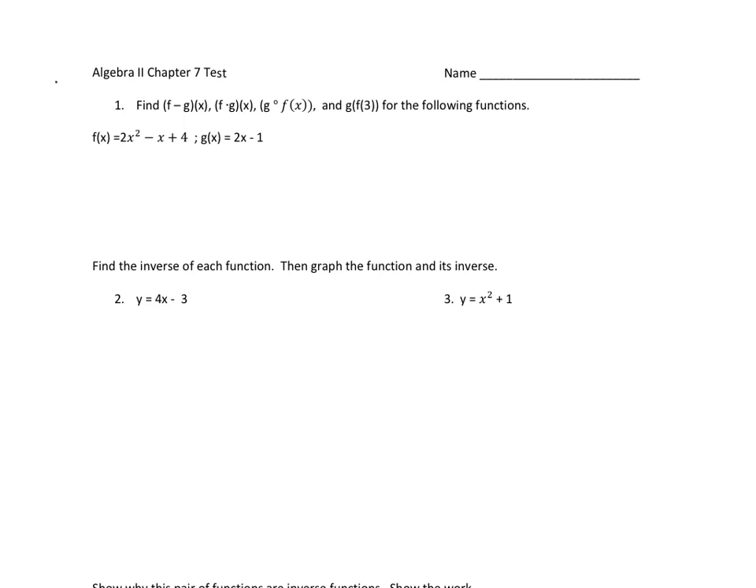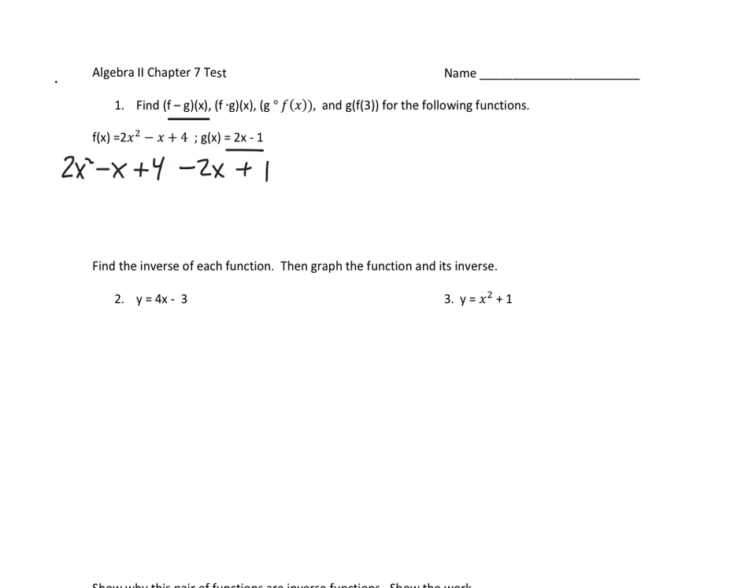They're asking us to do four different things. The first one is to subtract these two functions. That means I'm going to add the opposite of g of x. So I'm going to take f of x, which is 2x squared minus x plus 4, and then subtract 2x and add 1. I'm adding the opposite of g of x.